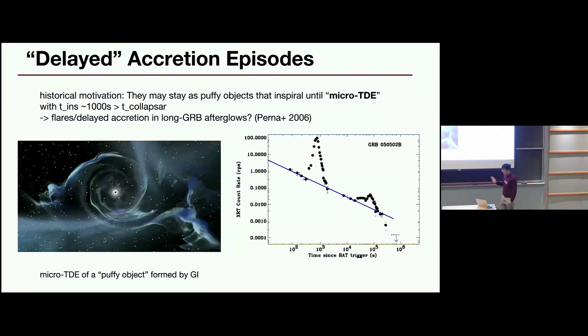In fact, it has been long proposed, there's a historical motivation for this system, that these fragments formed from gravitational instability in the outer parts of collapsar disks, if they stay as these puffy objects until they reach some tidal radius, will get ripped apart once more and create micro-TDE events and lead to delayed accretion episodes long past the main collapsar accretion phase, which is during the outburst of the long gamma-ray burst. And so this may be invoked to explain some X-ray flares in the afterglows of long gamma-ray bursts.